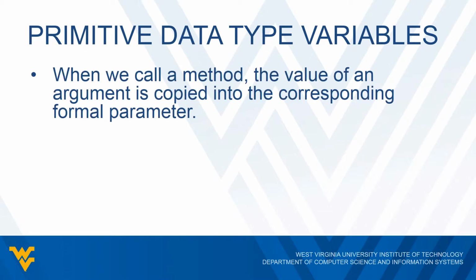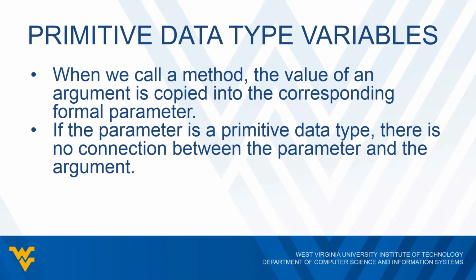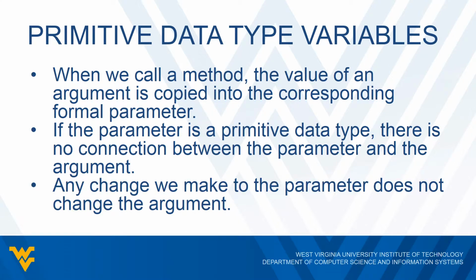So when we call a method, the value of the argument is copied into the corresponding formal parameter. So we're just doing a complete copy paste. So if the parameter is a primitive data type, then that means there is no connection between the parameter and the argument. And why is this important? Another way we can say this is any change we make to the parameter does not change the argument because there's no connection. So if I change anything in the parameter, the argument is completely unaffected.